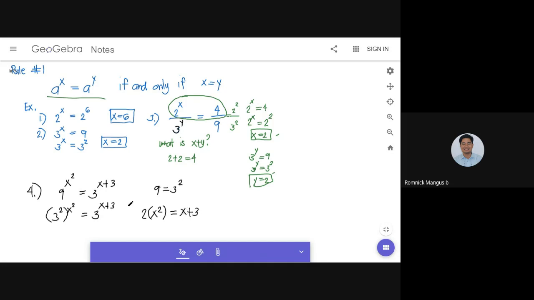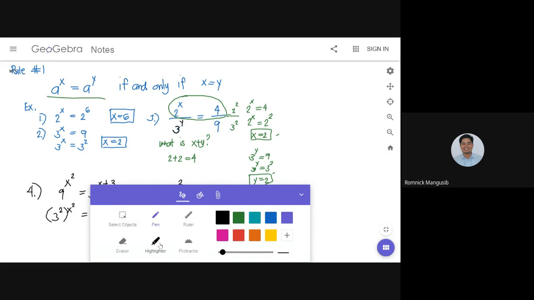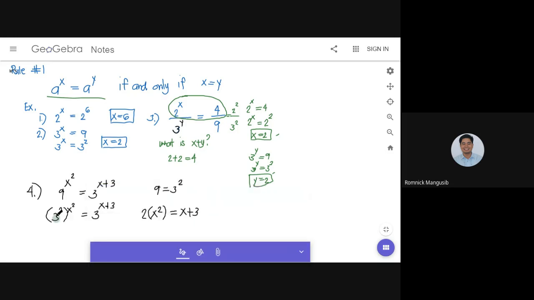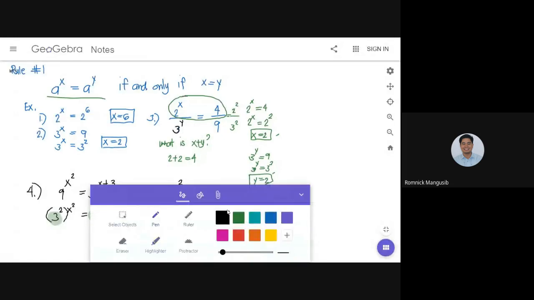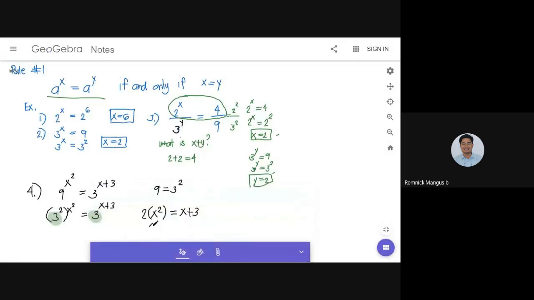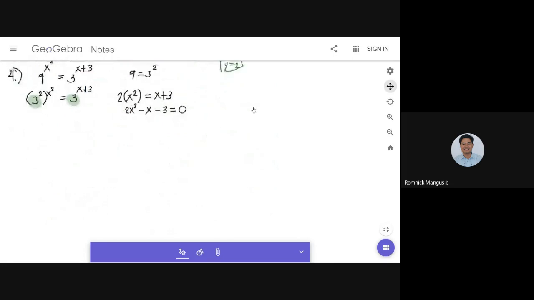Bakit mo ginawa yan, class? Kasi pareho na ang base mo. 3 and 3. Pareho na kasi sila. So, ang gagawin mo na lang, for as long as pareho na yung base, ay ibaba mo na yung exponents at isolve na kung ano yung variable na yan. Okay? And so, to continue the process, we will now have 2x squared, lipat na natin ng x minus 3 is equal to 0. Okay? At mapapansin natin dito na pwede tayong mag-factoring technique.